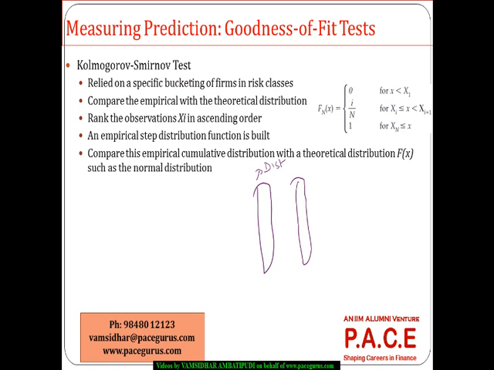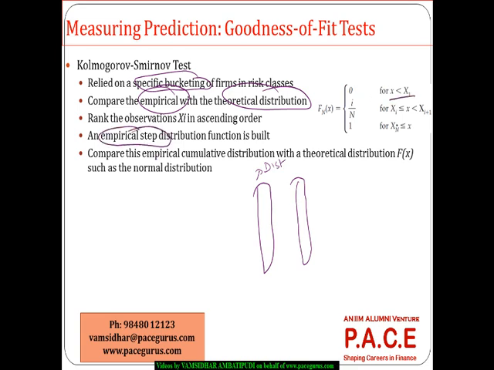So I am creating specific buckets. I am arranging both of them in the ascending order or a descending order, and based on that I am comparing the empirical with the theoretical distribution. I am ranking all the observations in some order, and based on that I am finding out the proportion of observations which are below each and every one. So based on that I am finding out an empirical step distribution.